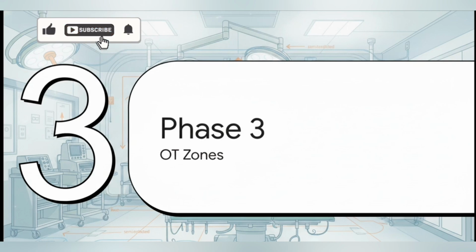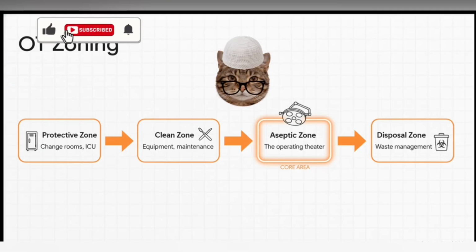Next up, Phase 3, navigating the OT zones. Now we're basically walking into the physical architecture of the operation theater. The OT complex is divided into 4 main zones based on decreasing levels of contamination. First is the protective zone, and this includes your change rooms, transfer bay, and pre- or post-op ICU rooms. Next, you step into the clean zone, connecting the protective area to the sterile areas.